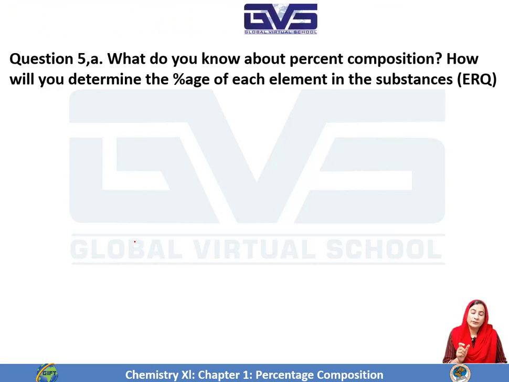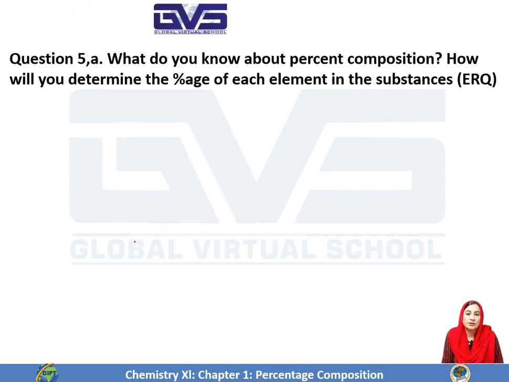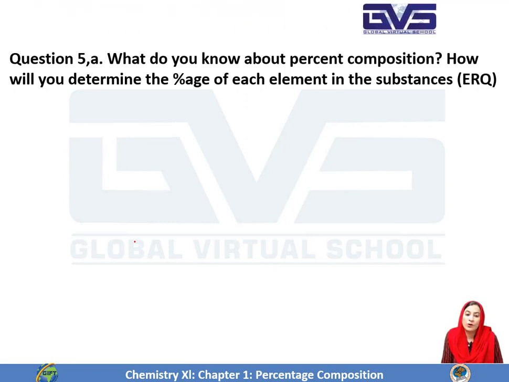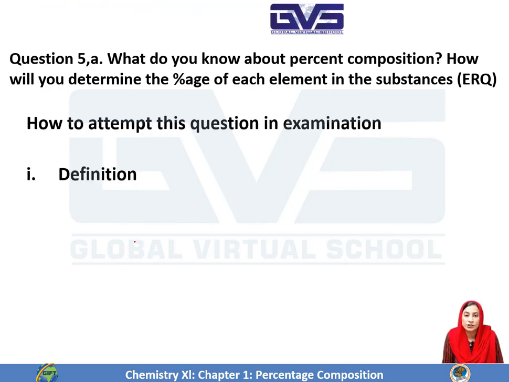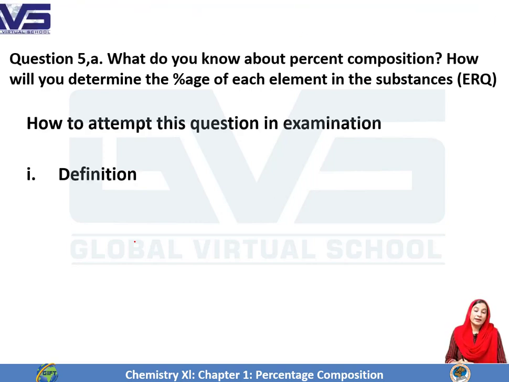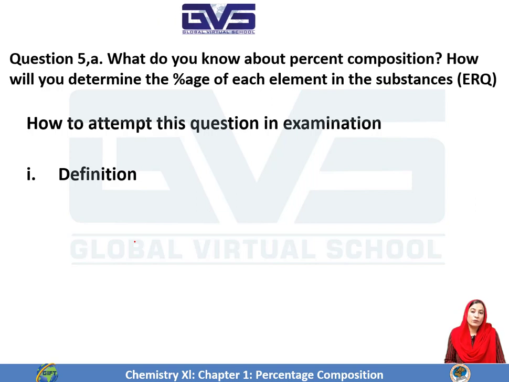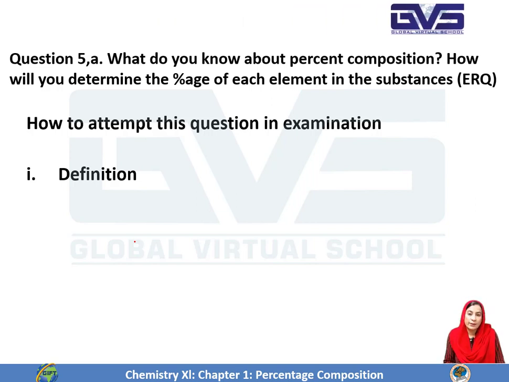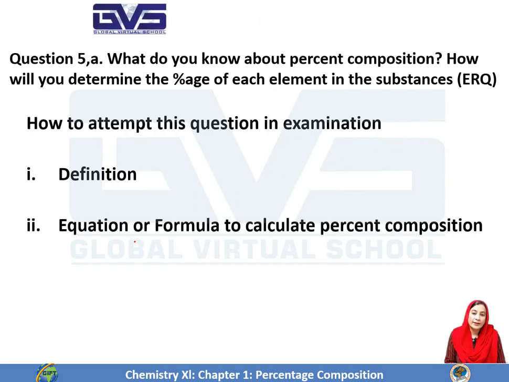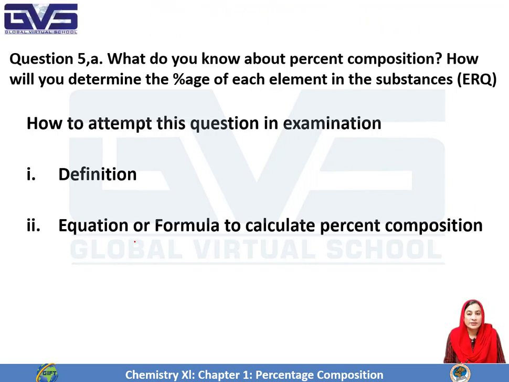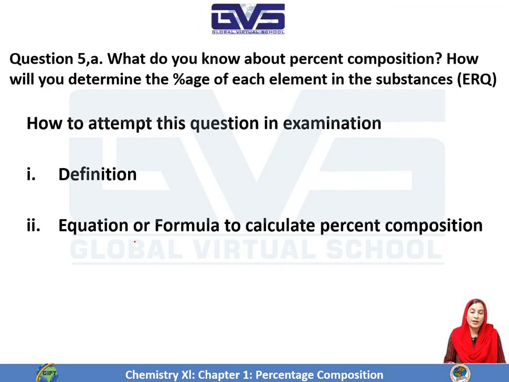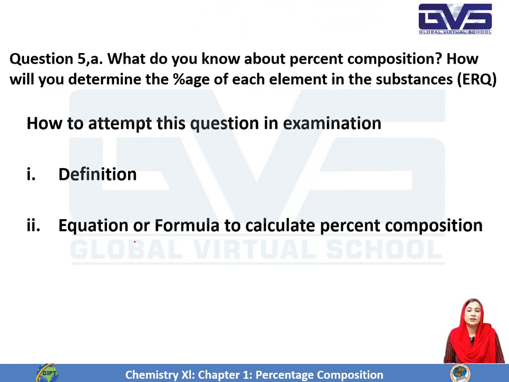Just exactly write the answer to what is asked. In this question you have to answer what you know about percentage composition. So you have to first define the percentage composition. Then if there is some formula, some equations or examples, you have to write that equation or formula. In this case you have to write the definition first, then the formula or equation to calculate the percentage composition.